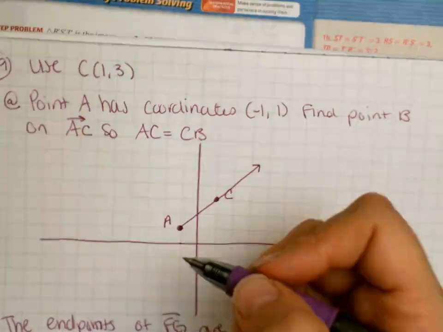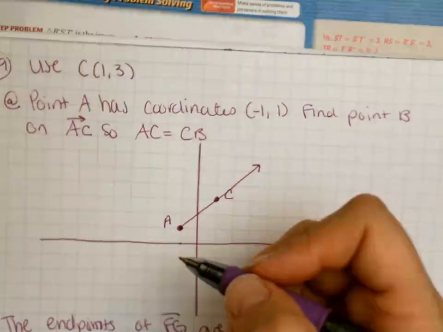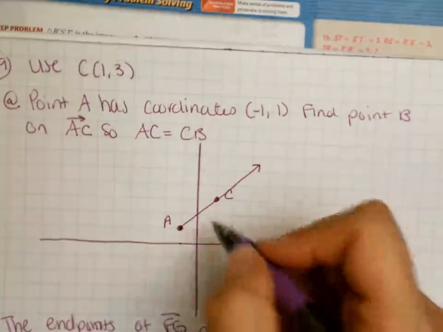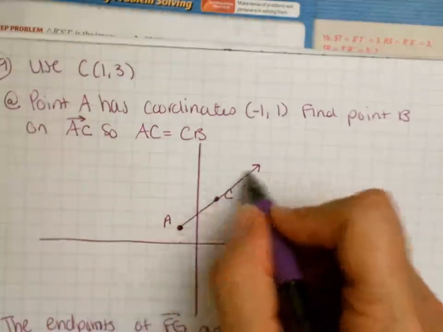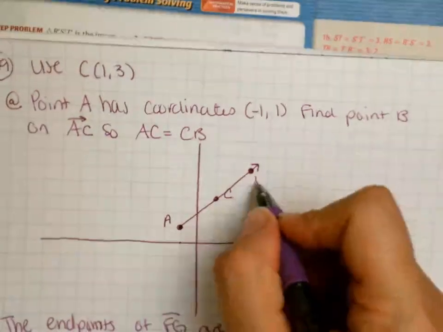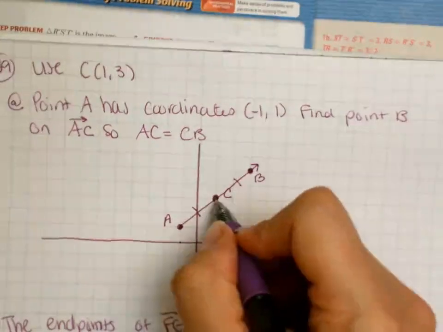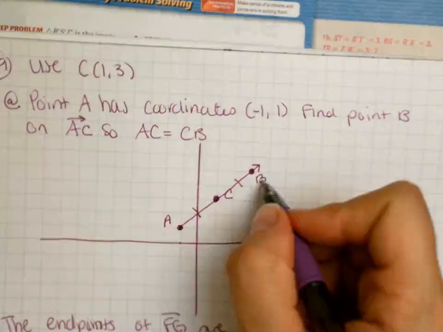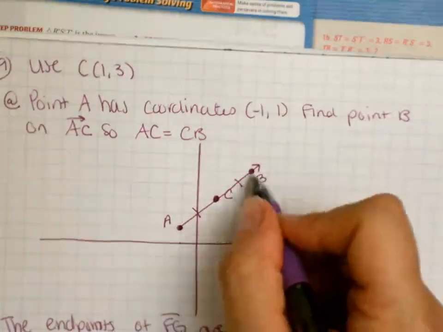Well, it says to find B on AC, so that AC is equal to CB. Well, couldn't C just be my midpoint? So up 2 over 2, up 2 over 2. We'll put a B here, and then these are equal. This is the midpoint, and it's on this ray. So point B is at 3, 5.